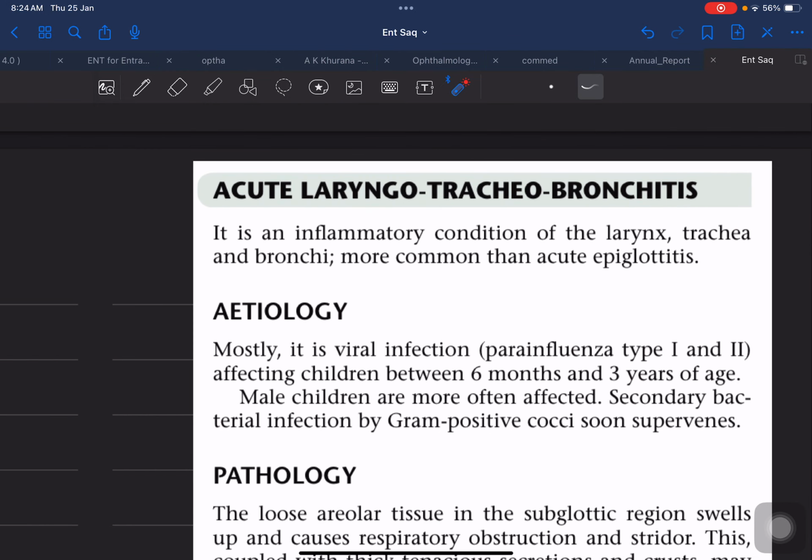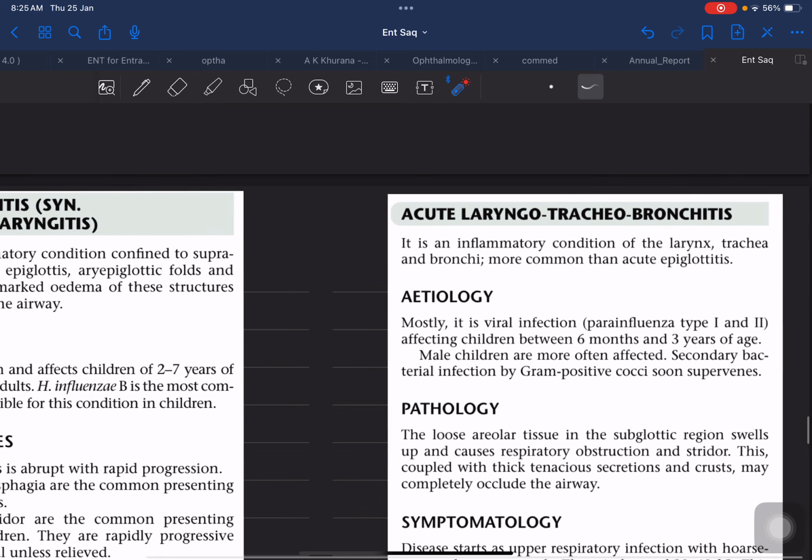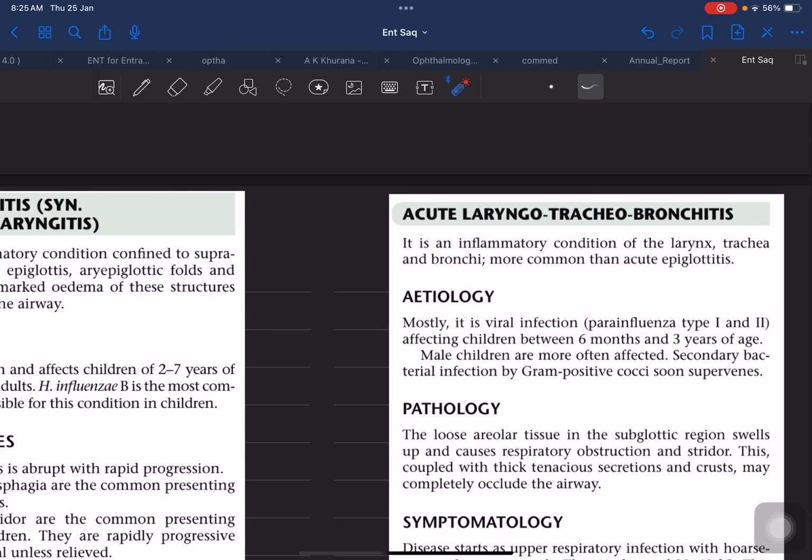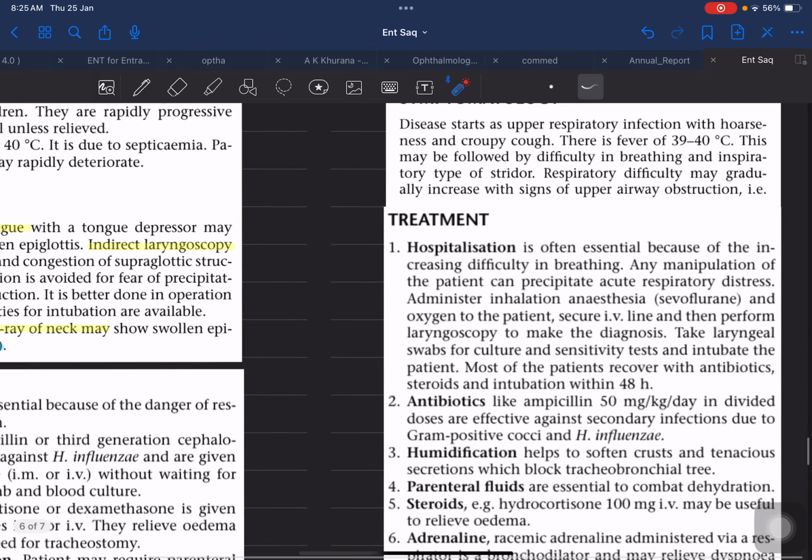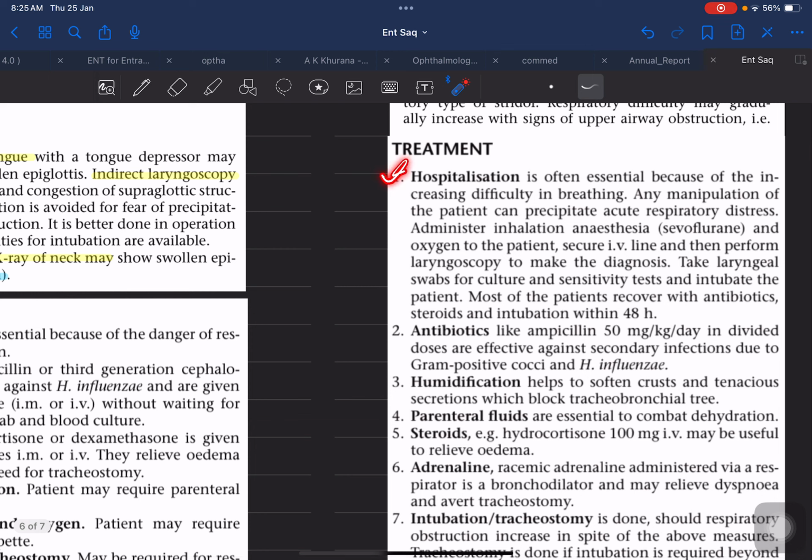Now another important thing that is often asked is acute laryngotracheobronchitis, right? LTB, that means inflammation of larynx, trachea and bronchi. The easy part is that the treatment is similar to that of acute epiglottitis. We do hospitalization, we provide antibiotic, ampicillin. Humidification is important, right? Adequate fluid is important. Steroid hydrocortisone similarly, right?